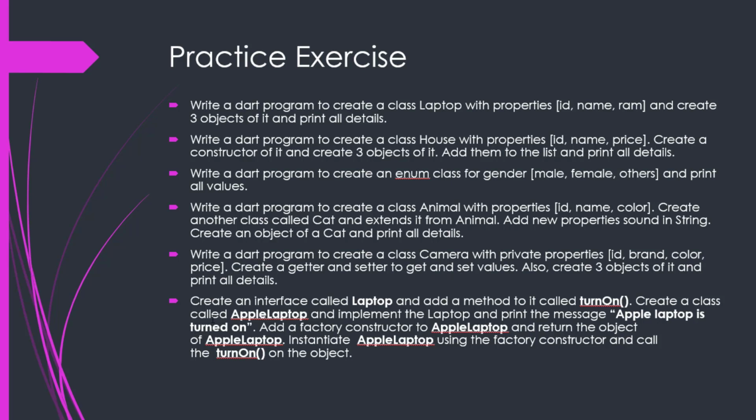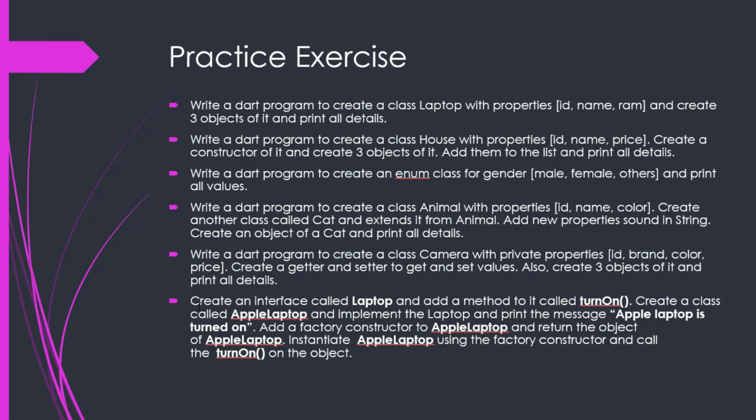The last one is: create an interface called laptop and add a method to it called turn on. Then create a class called Apple Laptop and implement the laptop and print the message Apple Laptop is turned on. Add a factory constructor to Apple Laptop and return the object of Apple Laptop. Instantiate Apple Laptop using the factory constructor and call the turn on the object. This is very important question.